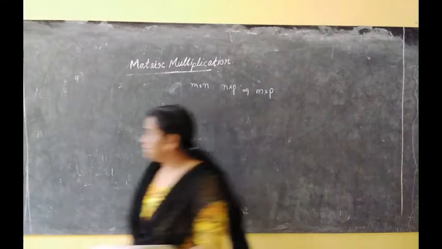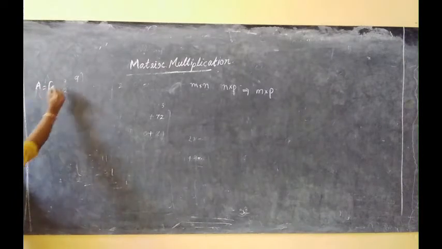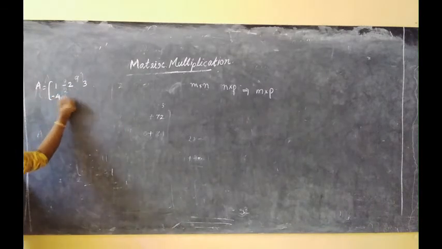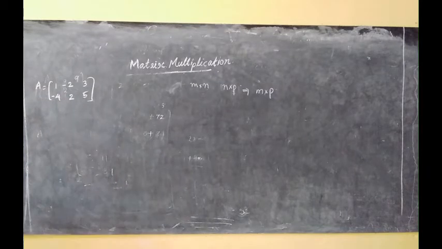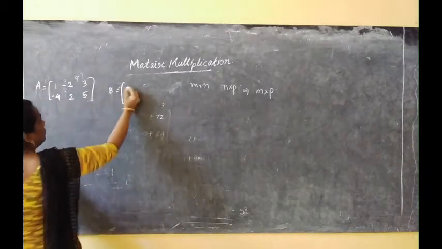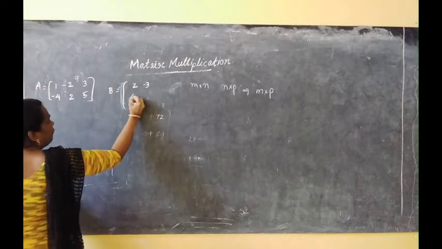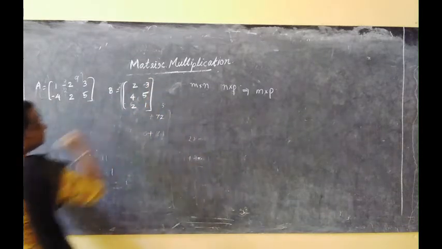Let's find out by an example. Consider matrix A. Matrix A is equal to 1, minus 2, 3, and the next row minus 4, 2, 5. Matrix B is 2, 3, 4, 5, 2, 1.